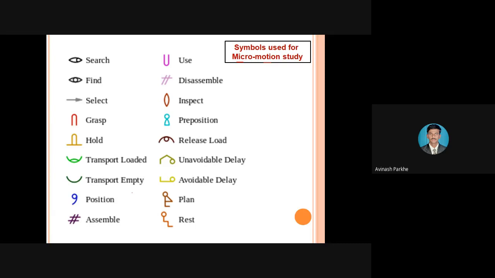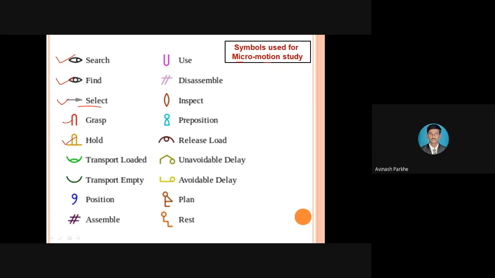But which types of movements are taking place? For example, these are the symbols. If any operator goes for searching, then this is the first symbol. If he goes for finding, then this is the second symbol. If he wants to receive the job or the raw material, then this select symbol is used. Then grasp is also one of the symbols. That means if we are moving to take the component in hand, that movement can be represented by the grasp.